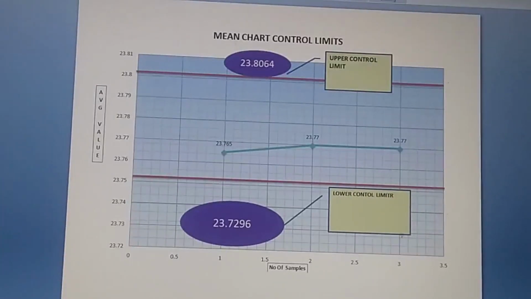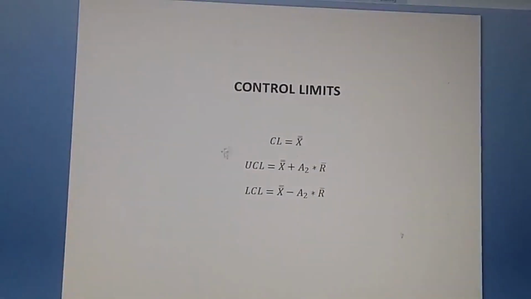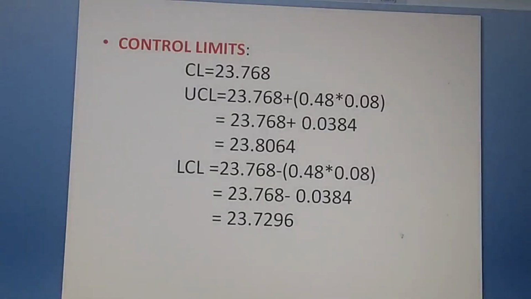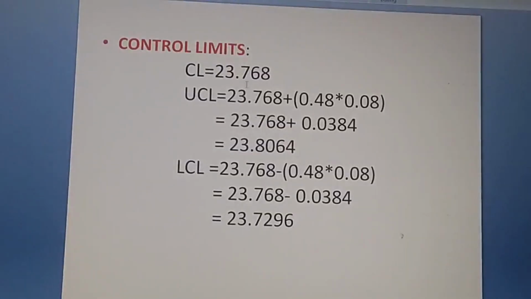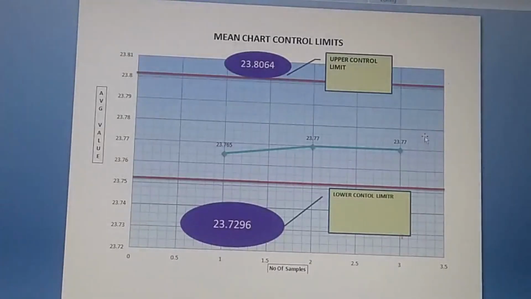So in this way you can plot the graphs by plotting the observations within the control limits, and for that you have to determine the control limits using these formulas: center line is equal to x double bar, upper control limit is equal to x double bar plus A2 into R bar, and lower control limit is equal to x double bar minus A2 into R bar. You will get these values and plot them. And the center line I have not written, but you can depict 23.768 by drawing a horizontal line. So in this manner you can plot the graphs.